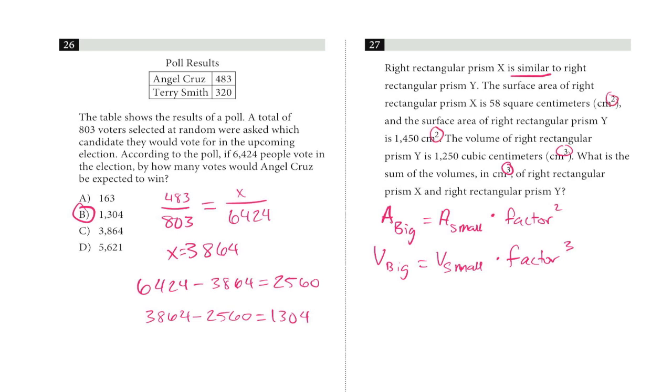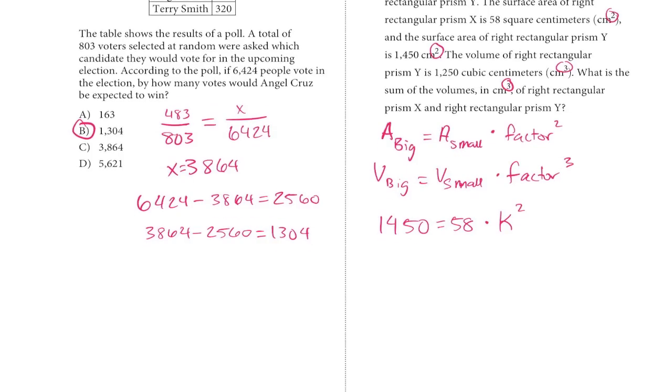So with the factor, it's squared for area. For volume, the factor is cubed. But the factor is the same as long as we're dealing with the same similar shapes. So the reason why this is helpful is because we know the surface area of the two shapes. So I could say that the surface area of the bigger shape, which is the 1450, should equal the surface area of the smaller shape, which is the 58, and that's x. And we should multiply that by the factor. I'm going to call the factor k squared.